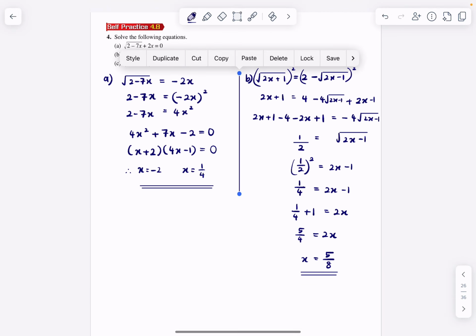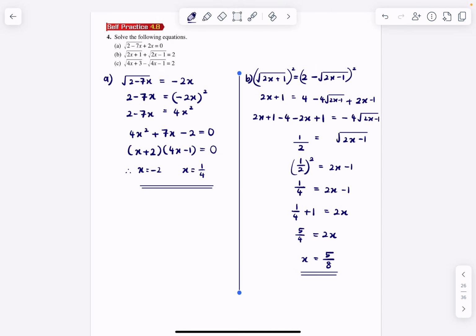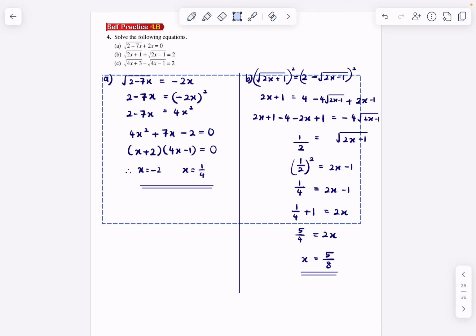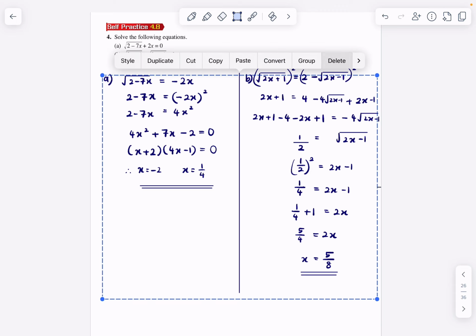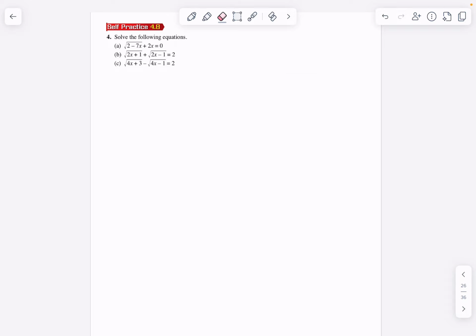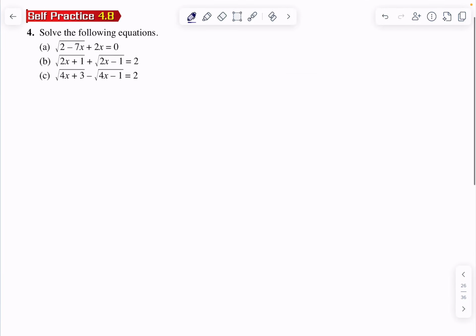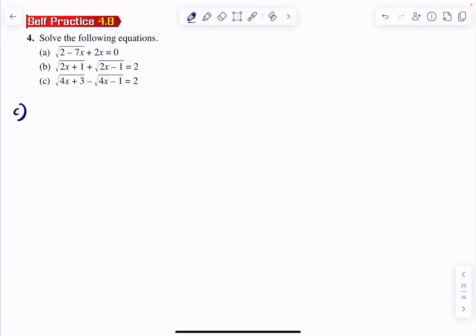This is B. So when we have two square roots, we try to bring one of them to the other side, then it's easier. Okay, let's look at C. Same thing. So 4x plus 3 equals 2 plus surd 4x minus 1. So we square both sides.